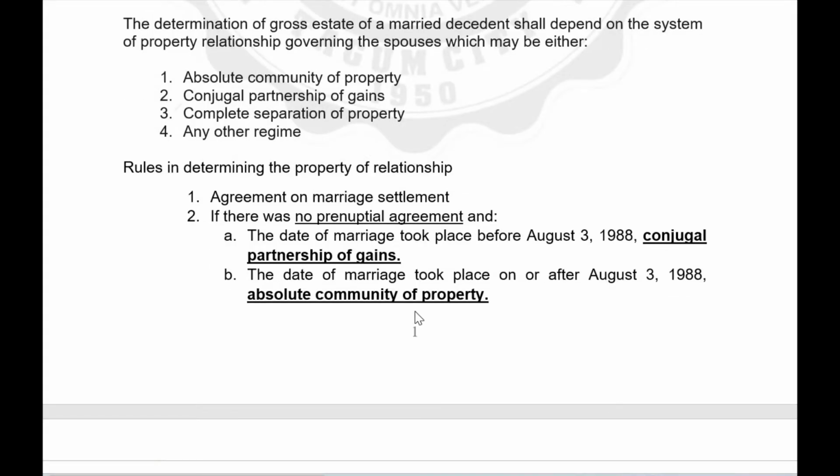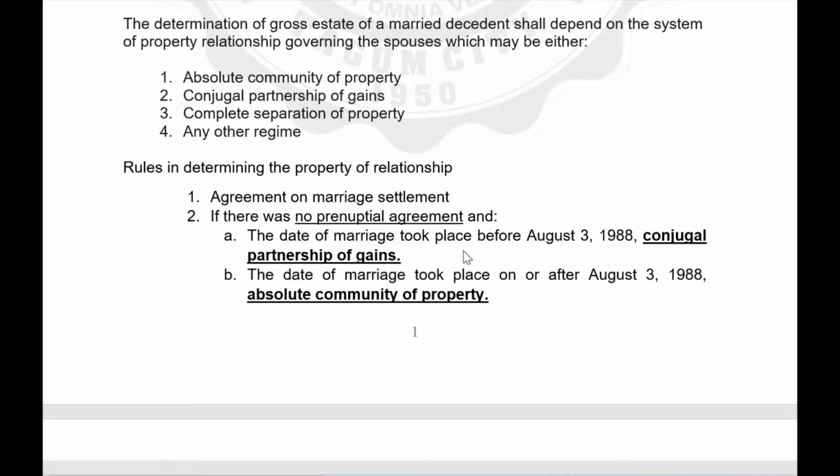First, if there is an agreement, such as a prenuptial agreement, then that is what will be followed. However, if there was no prenuptial agreement and the date of marriage took place before August 3, 1988, then conjugal partnership of gains is followed. If the marriage took place after August 3, 1988, then absolute community is followed. This rule applies only if there was no prenuptial agreement.